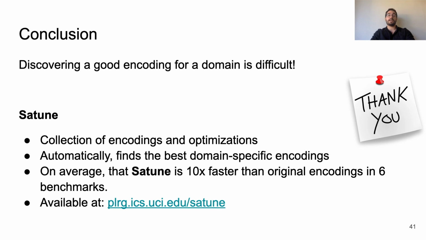To conclude, discovering a good SAT encoding for a problem domain is difficult, and current approaches only focus on optimizing the encoded formula. As a solution, we presented Satune, a tool that incorporates a collection of encodings and optimizations and automatically finds the best domain-specific encodings. Evaluating Satune over 6 benchmarks showed an average of 10 times performance improvement compared to the original encoding. Satune is now available on our website for public usage.